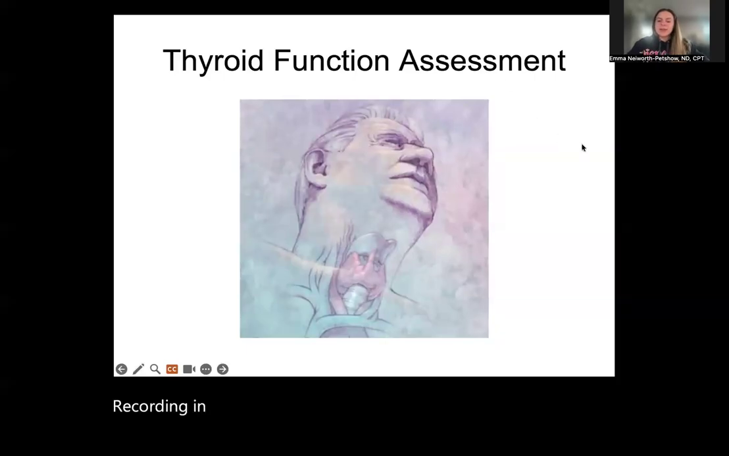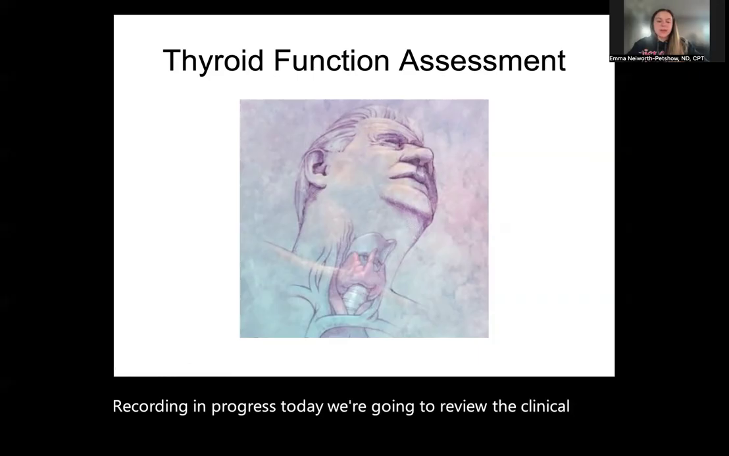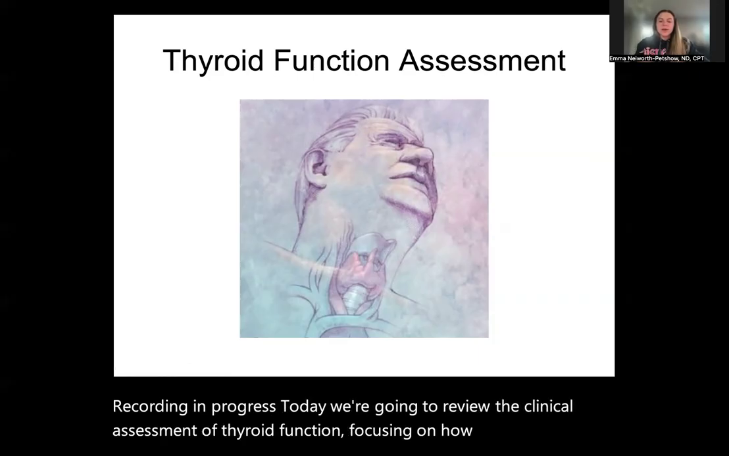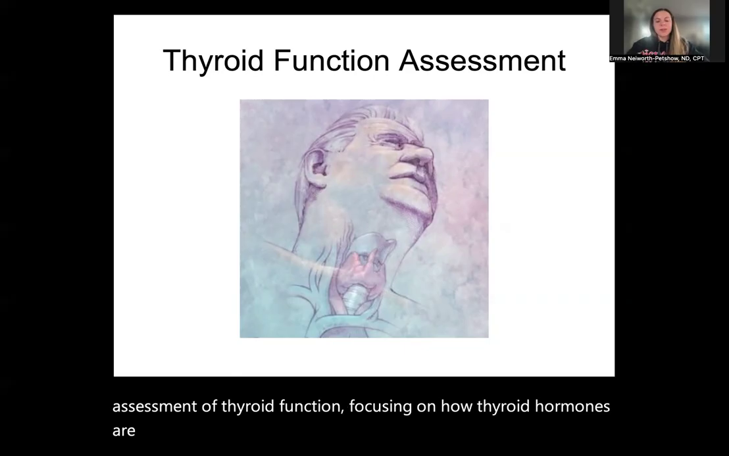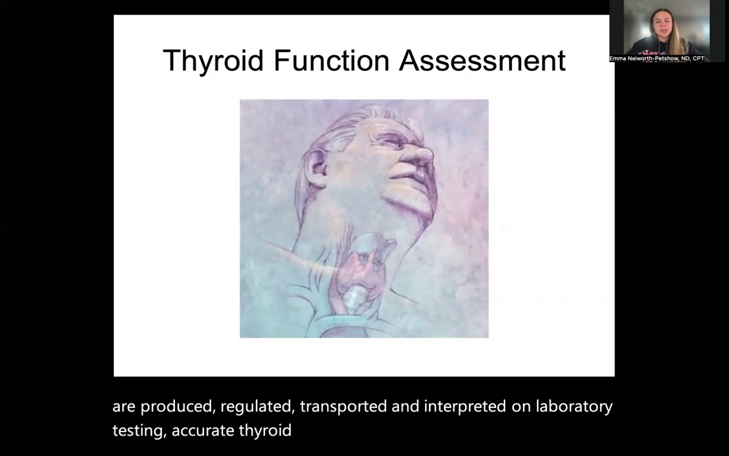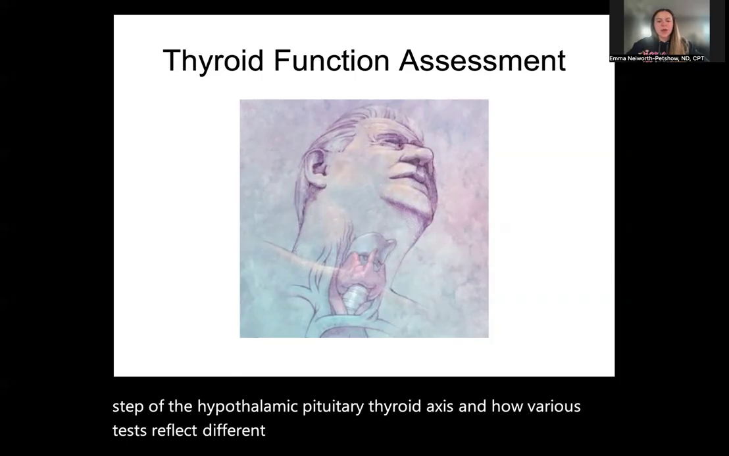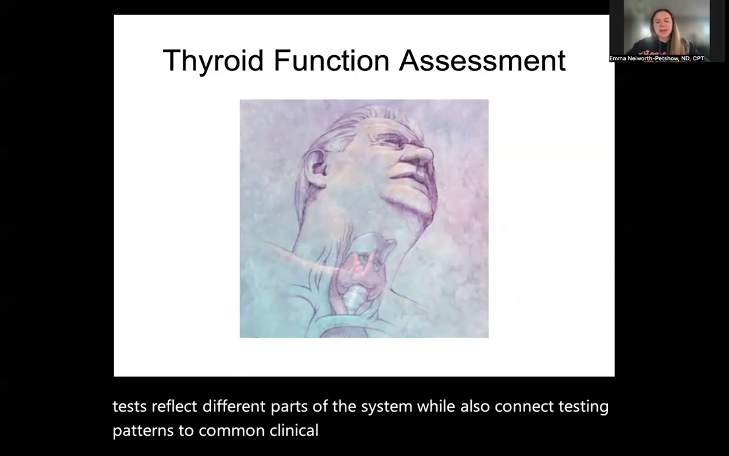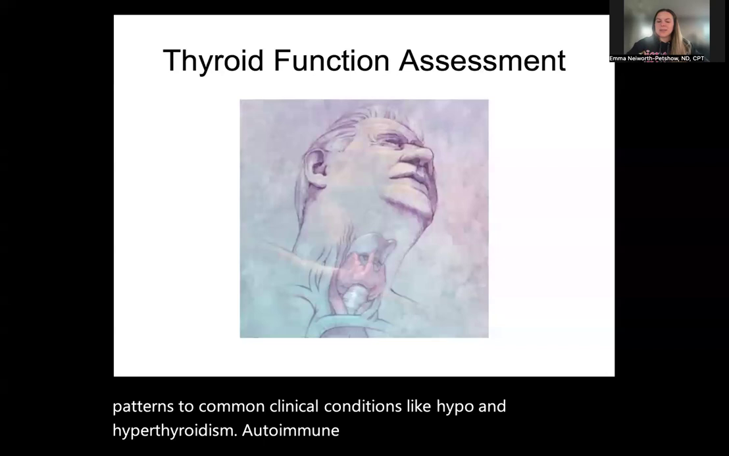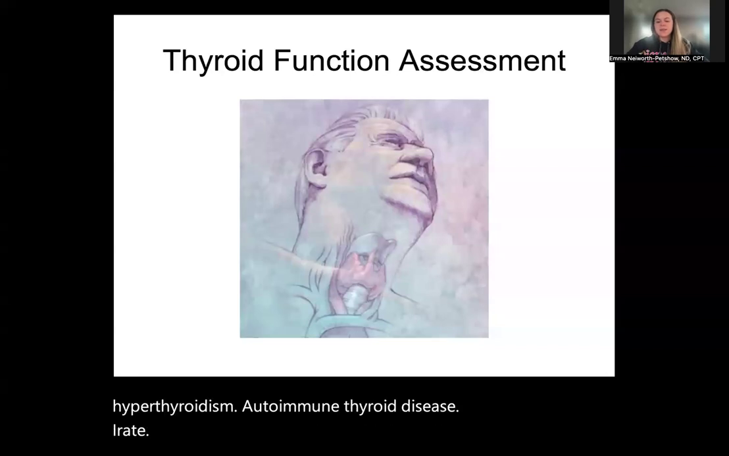Today, we're going to review the clinical assessment of thyroid function, focusing on how thyroid hormones are produced, regulated, transported, and interpreted on laboratory testing. Accurate thyroid evaluation requires understanding each step of the hypothalamic pituitary thyroid axis and how various tests reflect different parts of the system. We'll also connect testing patterns to common clinical conditions like hypo and hyperthyroidism, autoimmune thyroid disease, and euthyroid sick syndrome. Let's begin with the physiologic actions of thyroid hormone.